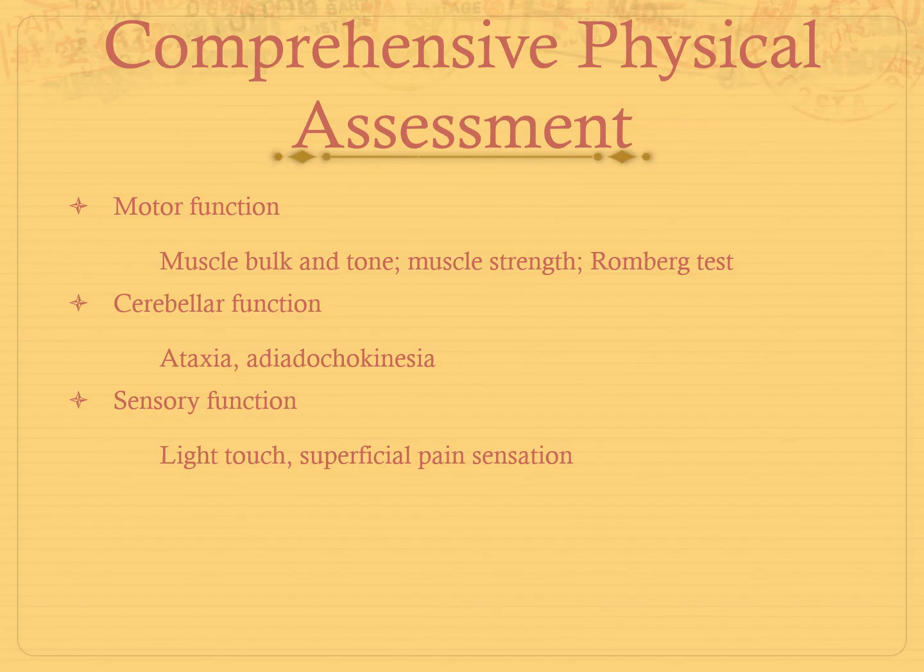So 5 out of 5 would be normal, 4 out of 5 slight weakness, 3 out of 5 they have movement against gravity only. 2 out of 5 they have movement only when gravity is eliminated. And then 1 out of 5 is muscle contraction without movement. And then 0 out of 5 with no muscle contraction whatsoever. So documenting 0 out of 5.